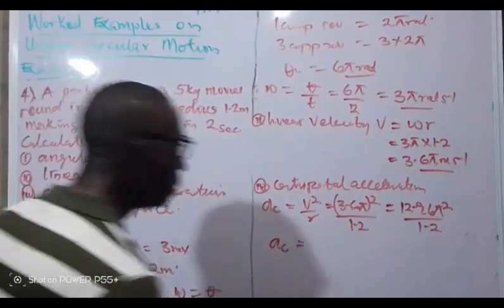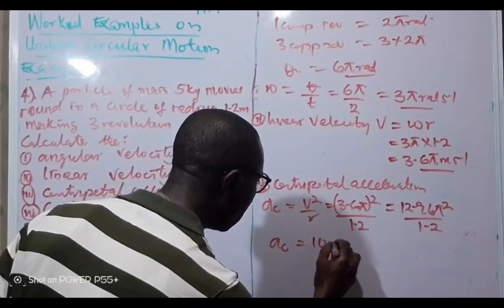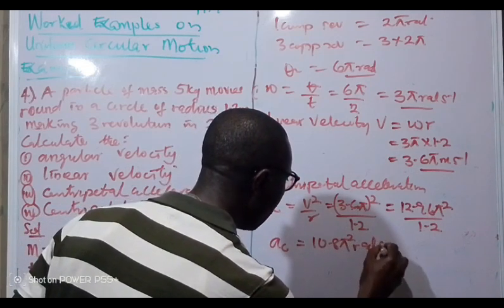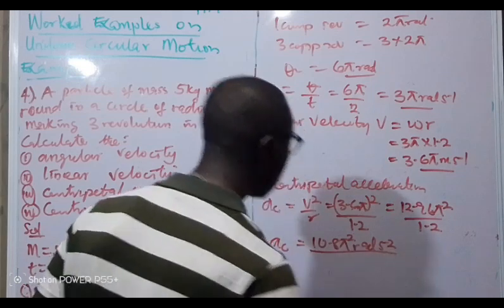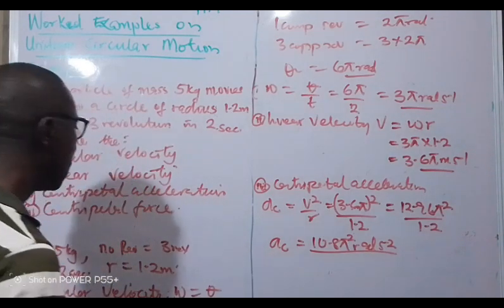The answer for our centripetal acceleration will be equal to 10.8 pi squared rad per meter square. That's the answer to that one. The last question under it asks us to calculate the centripetal force. Mind you, we can also calculate the centrifugal force. Don't forget, in our last lesson, we said they have the same magnitude as mv squared over r.